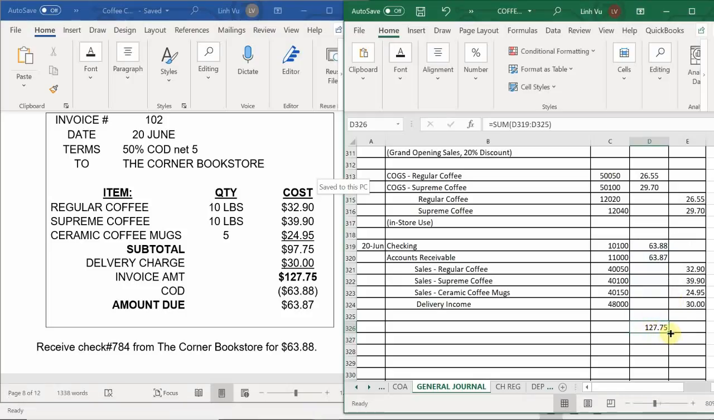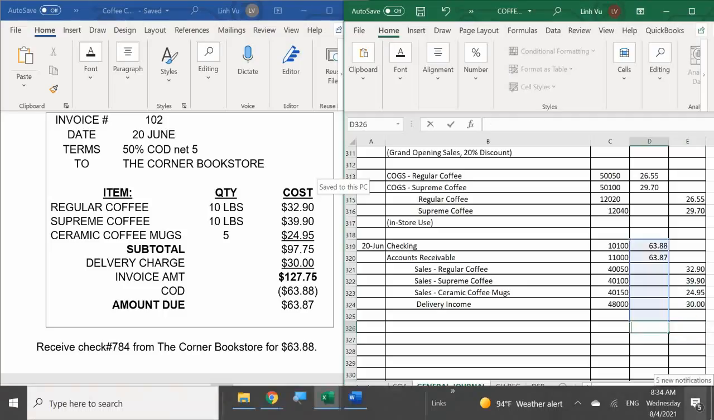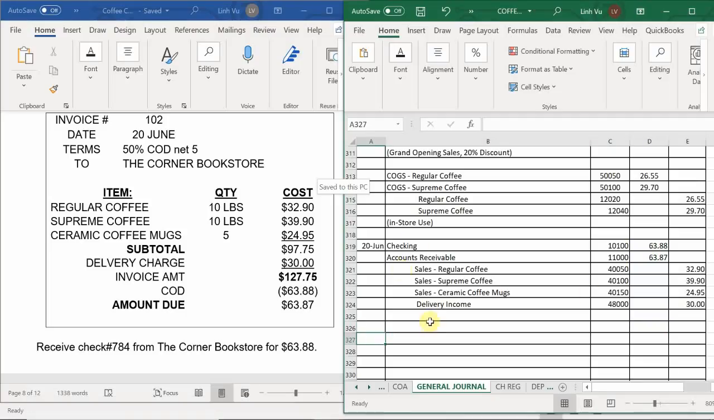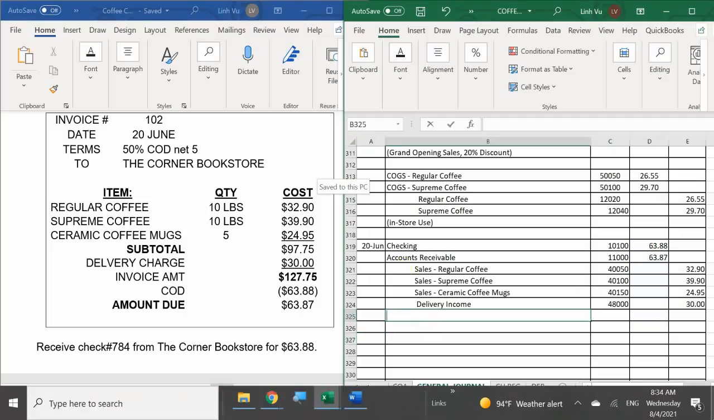Okay. And let's double check on my left side. On my right side. 127.75. Good. Okay. Is this where we notate the account? That's correct. Invoice number 102, and the check number 784.